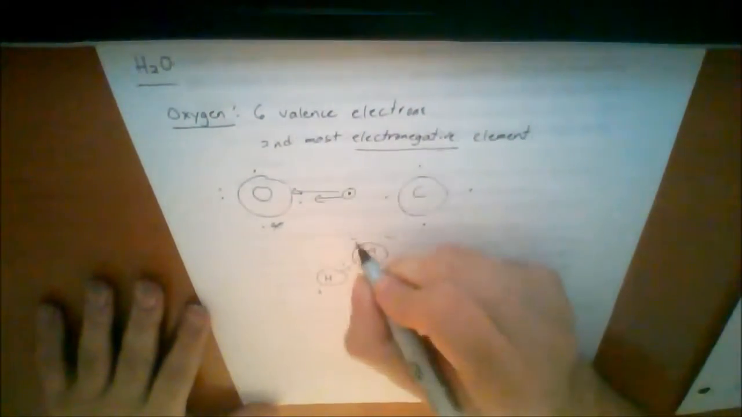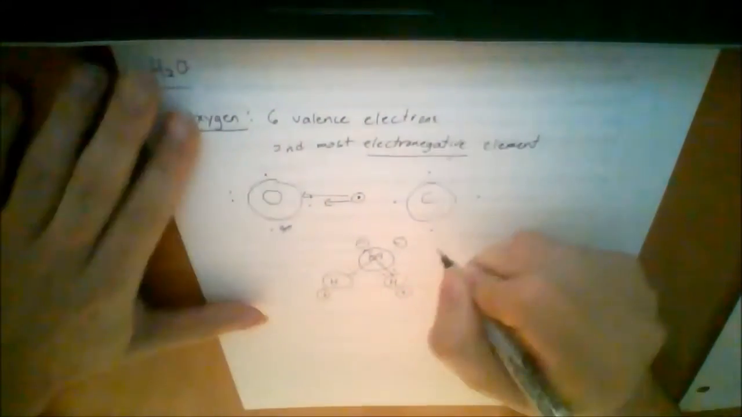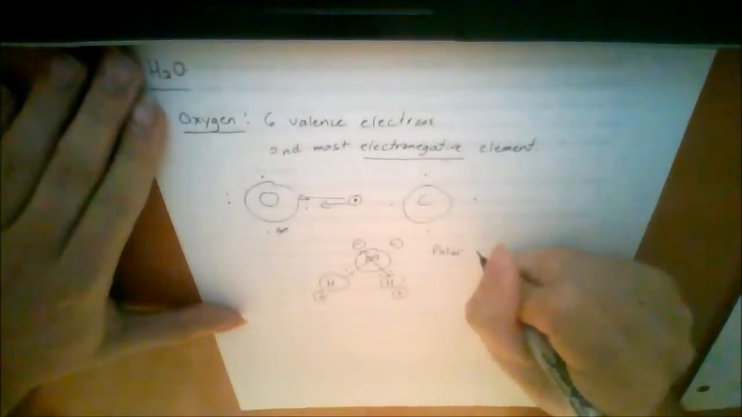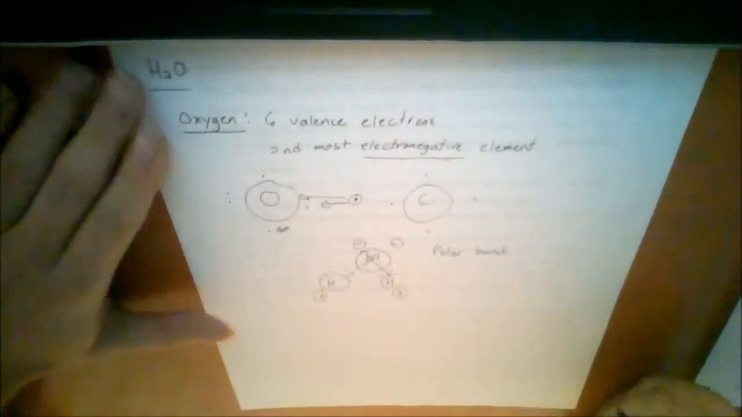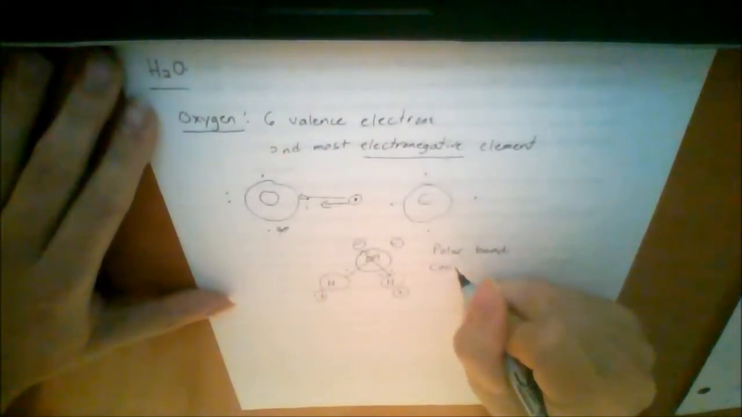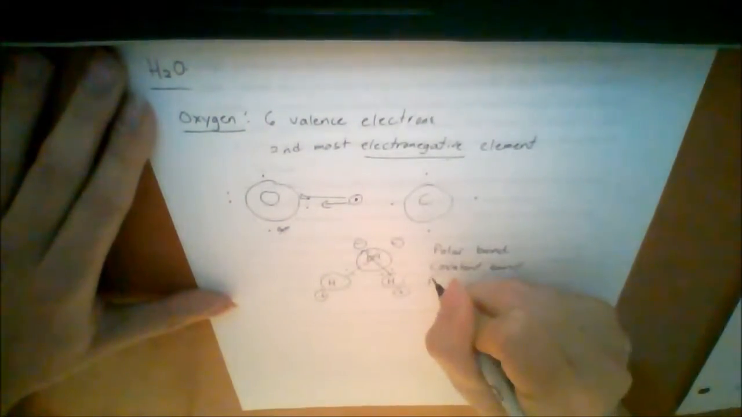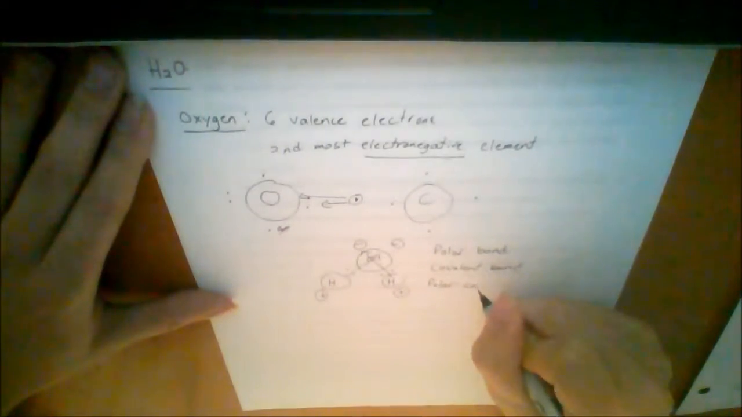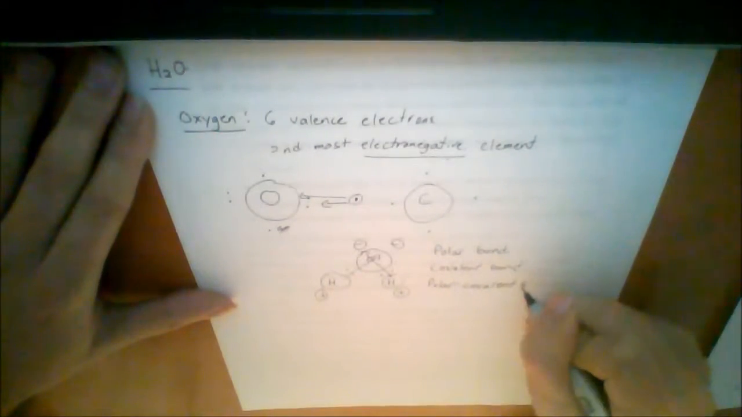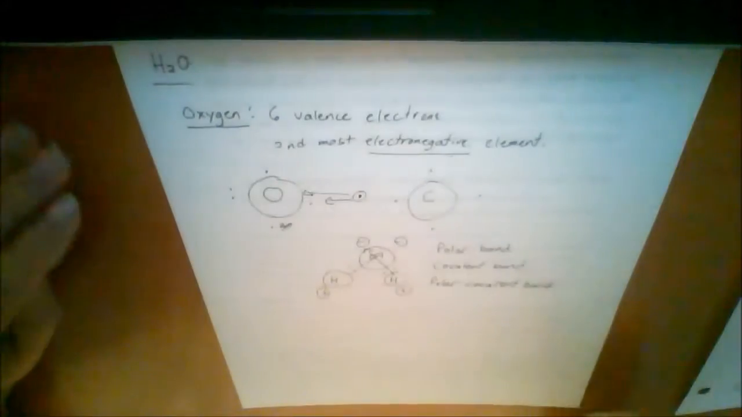Now, when there is a dipole charge, this is known as a polar bond. We also know that because it's sharing, it is also a covalent bond. So we're going to call this a polar covalent bond, because it still shares the electrons and it has a dipole attraction.